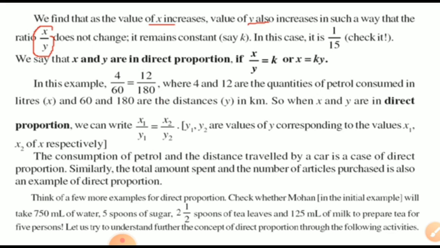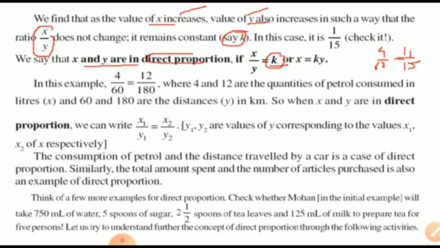Yes. Okay. So x upon y is equal to k, or you can say x is equal to ky. So here both the ratios remain the same, which we can say is direct proportion. Or you can say x1 upon y1 is equal to x2 upon y2. 4 terms are there, 4 numbers are given. You can use this one and find the answer. Left side and right side, both the ratios remain the same. That is the main condition of direct proportion.